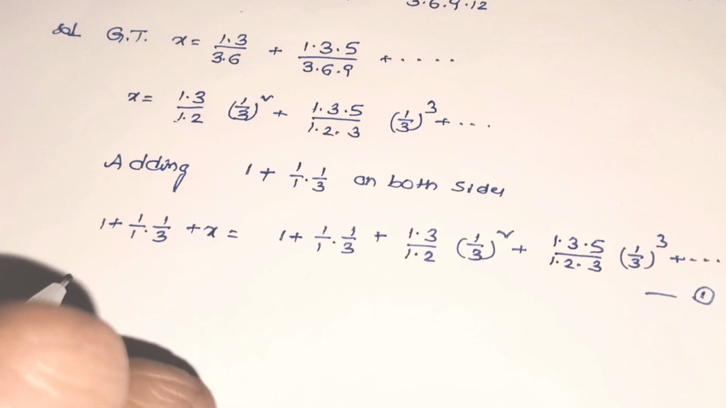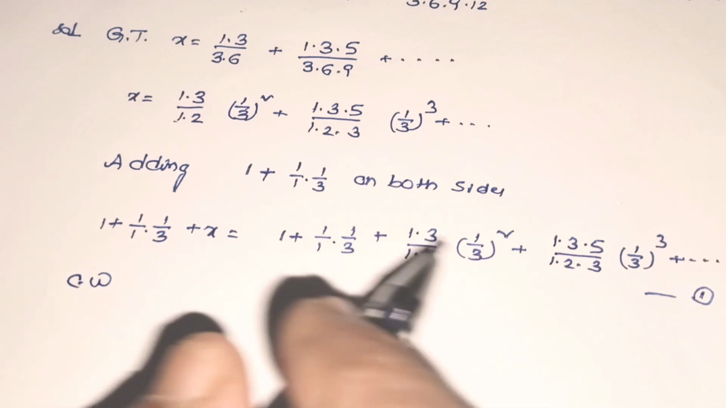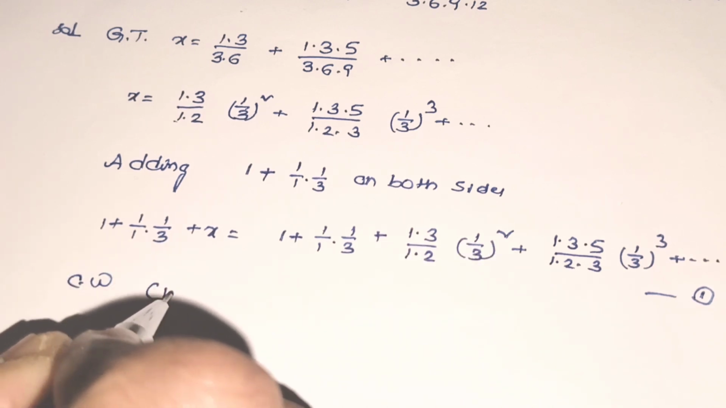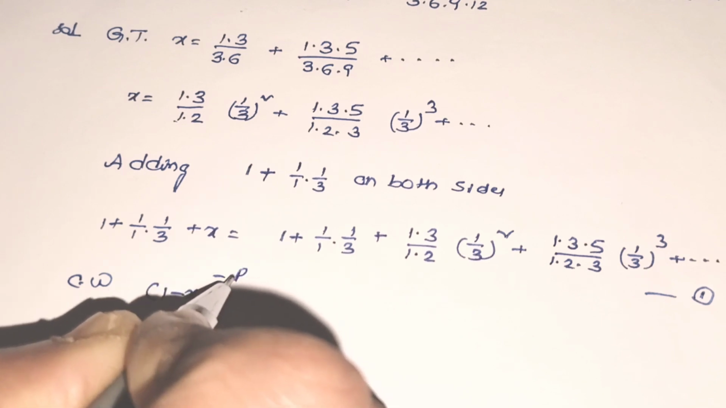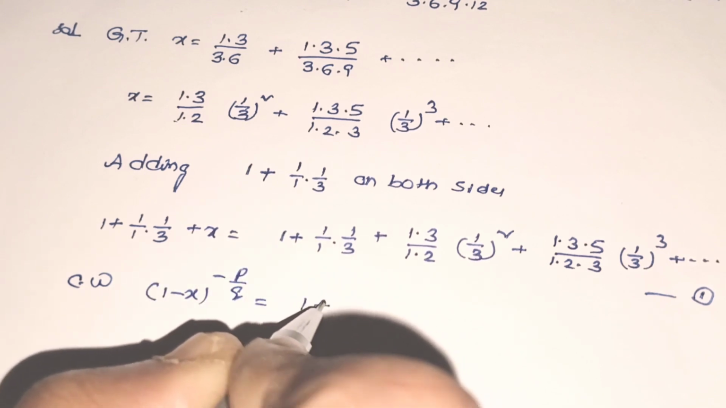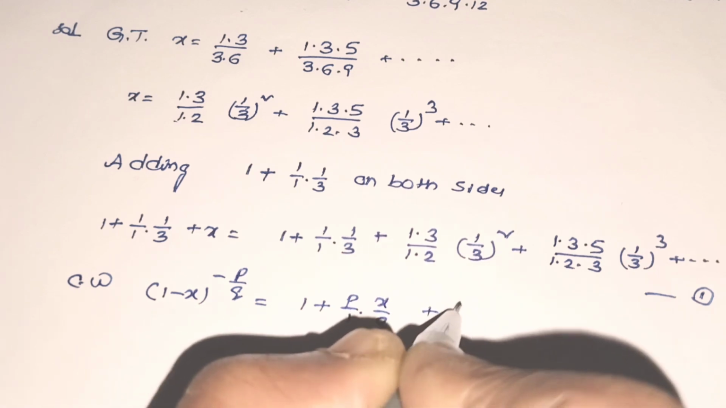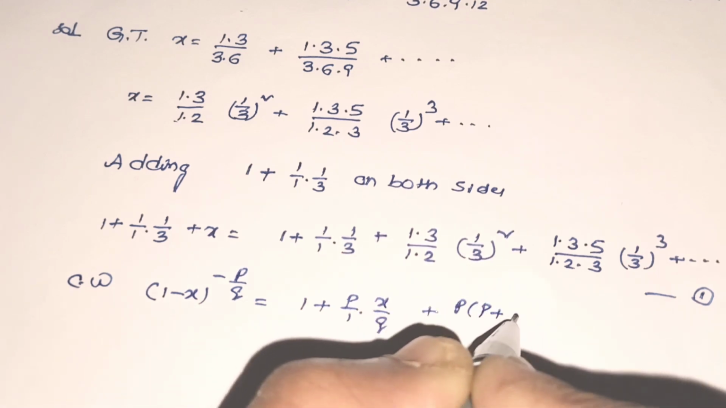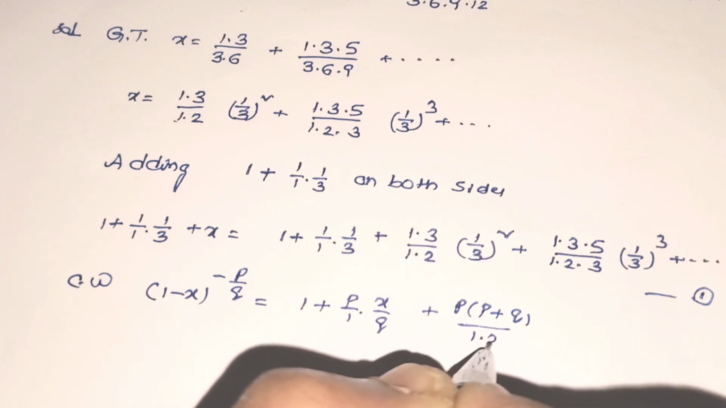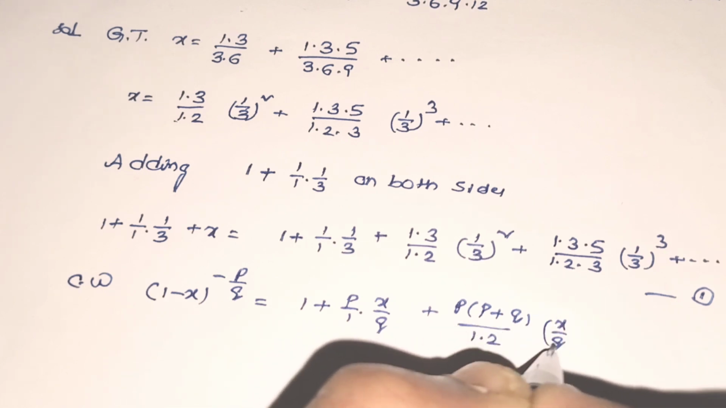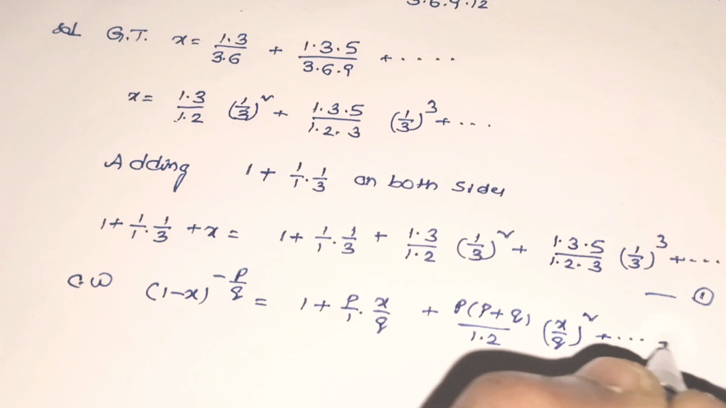Okay, now doing the comparison. So see here all the terms are close to, then what is the formula we have to use here? 1 minus x power minus p by q is equals to 1 plus p by 1 into x by q plus p into p plus q by 1 into 2 into x by q whole square, p into p plus q by 1 into 2 into x by q whole square. Okay, and so on. So say equation 2.